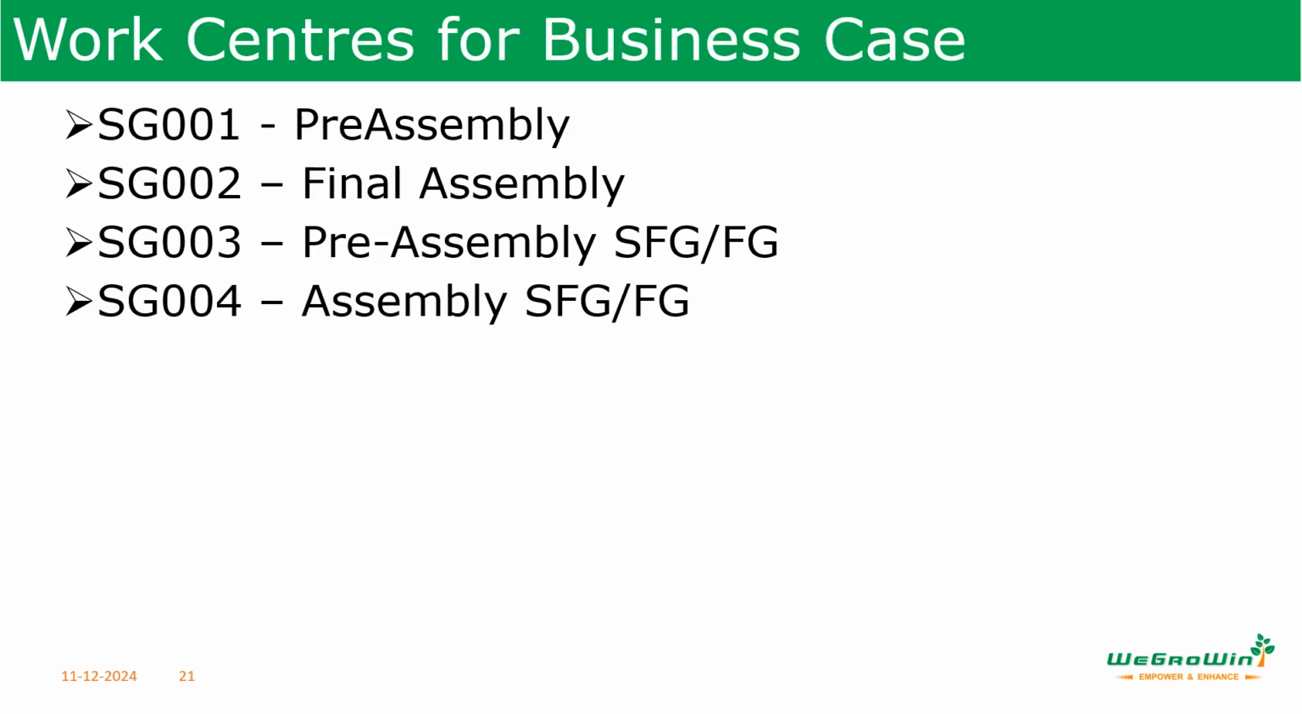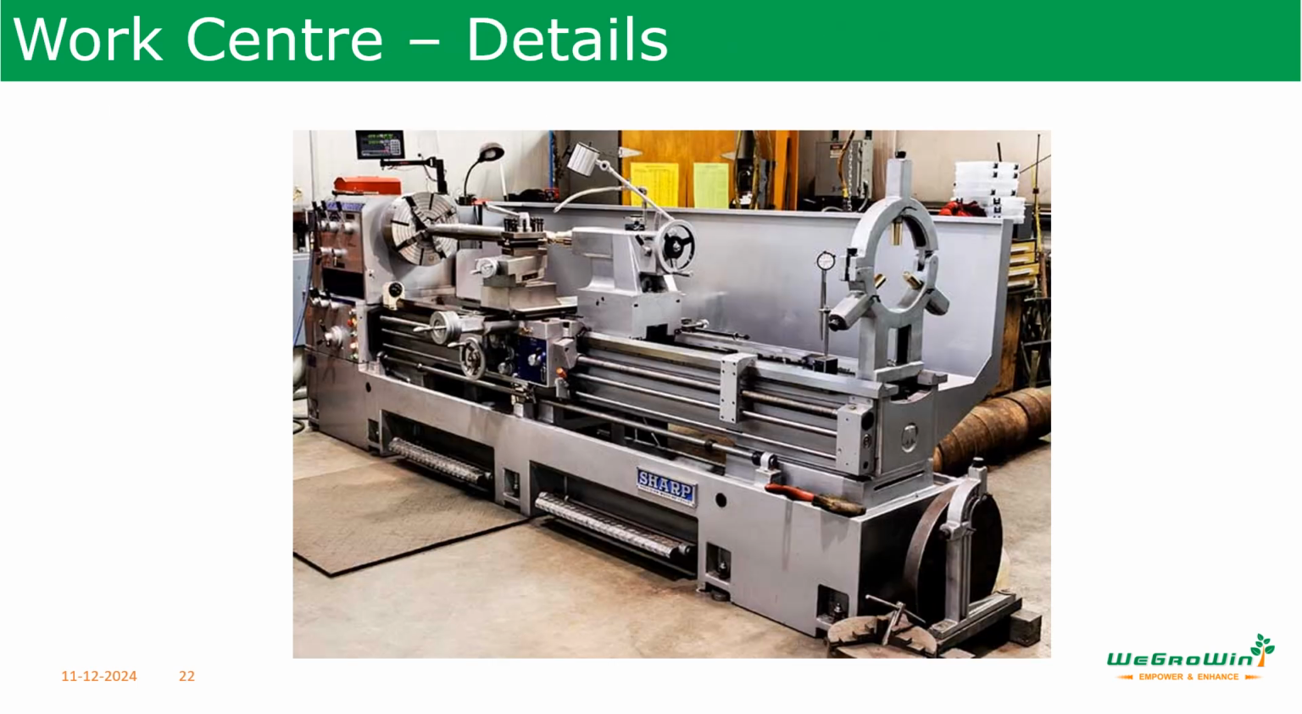For our business case, let us define 4 work centers: SG001 pre-assembly, SG002 final assembly, SG003 pre-assembly SFG and FG, SG004 SFG and FG. Using the concepts we are discussing and also the demonstration we are going to show, please practice these things so that you can use them for subsequent sessions. So here we'll discuss in detail about work centers. Work centers determine the place where the operation is executed. That is the basic definition we discussed.